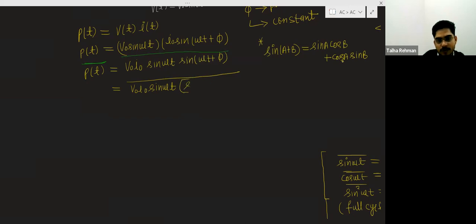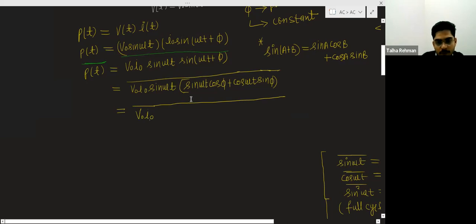Sine omega t cos phi plus cos omega t sine phi, and bar on the whole of this. Now what we will do, this is the whole bar. Bar means average. So this is V naught, this is I naught.